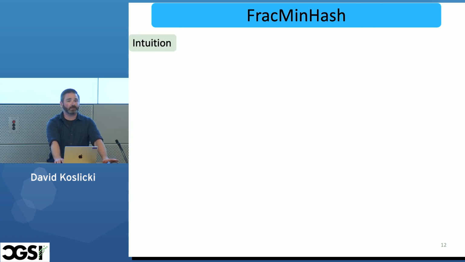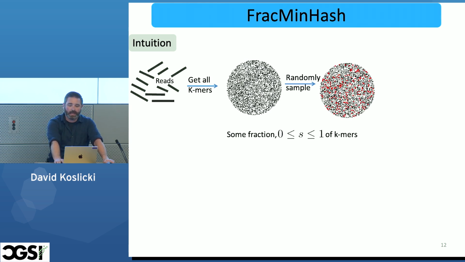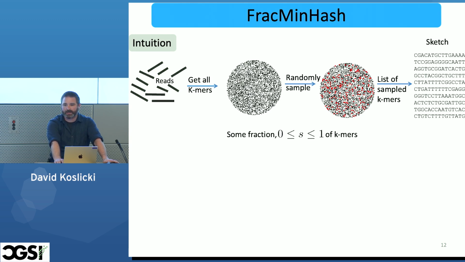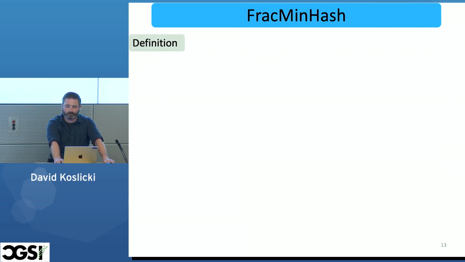Awesome. So intuition behind FracMinHash sketch, you take the reads, you convert these into a set of k-mers, here represented by a bunch of dots. FracMinHash is going to subselect from these k-mers up to a certain fraction of your entire data. So essentially you set some fraction between 0 and 1 of how much you want to randomly sample. You sample those, and then the associated k-mers become your sketch. You can do this with your other read set, and then here again, the overlap between the two different sketches is going to be a proxy of the similarity between your read sets. How does this thing actually work in practice?